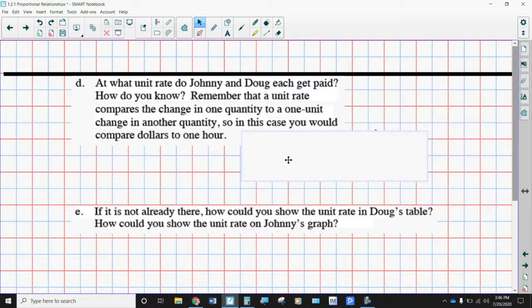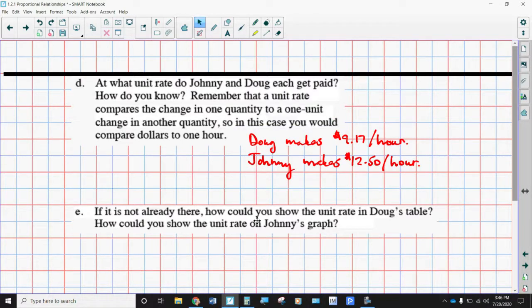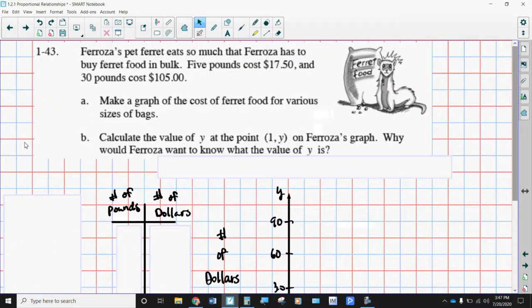Okay, so at what rate do Johnny and Doug each work? We already declared that. How do you know? We showed all the work on the previous page. And if it is not already there, how could you show the unit rate in Doug's table and on the graph? We already did that. I highlighted those points for you. So let's just go ahead and move on.